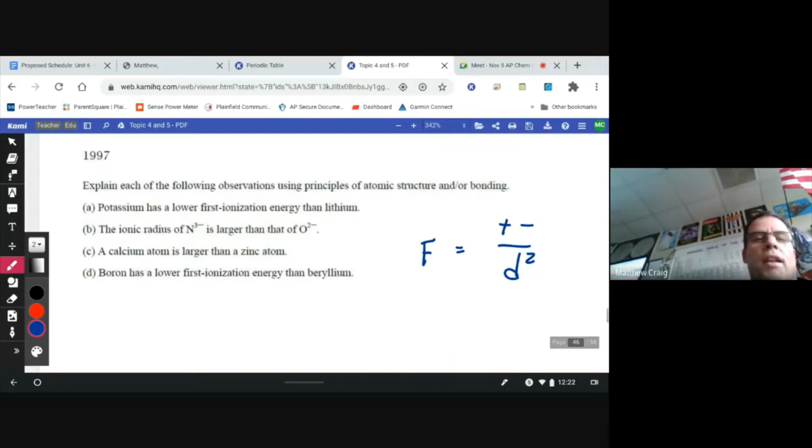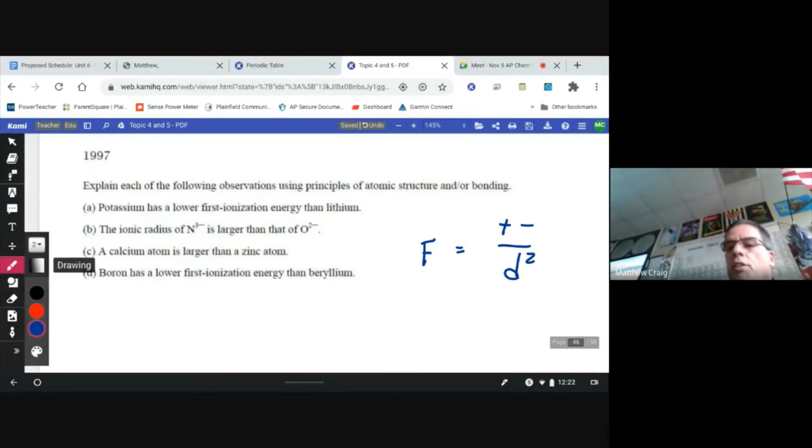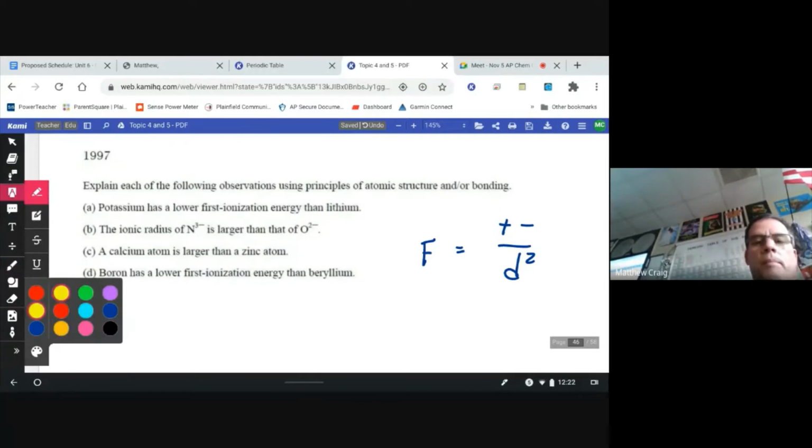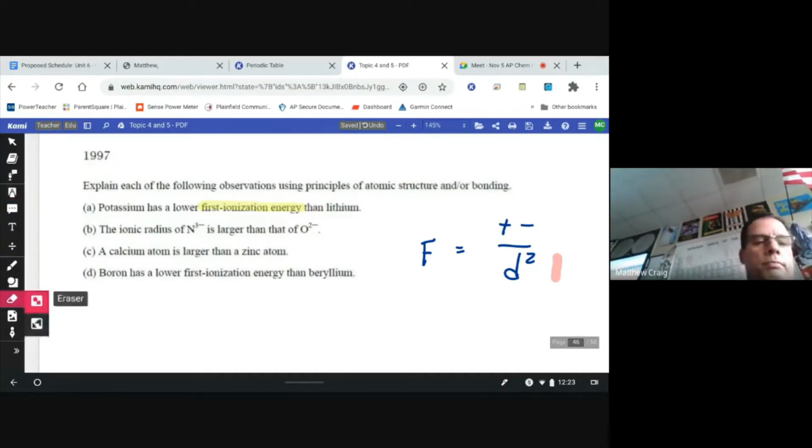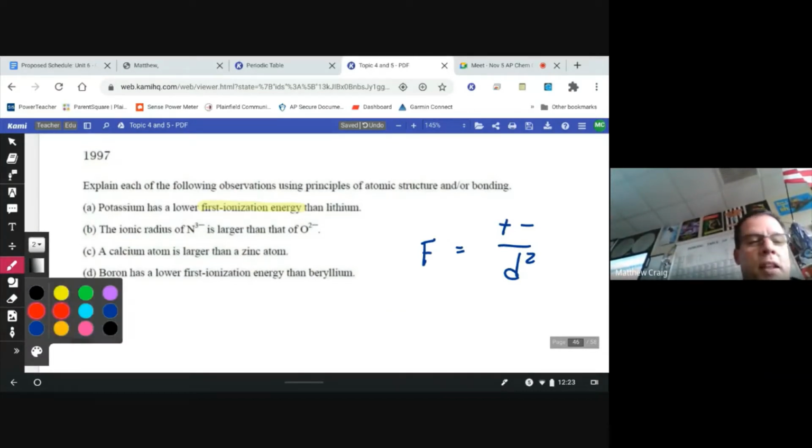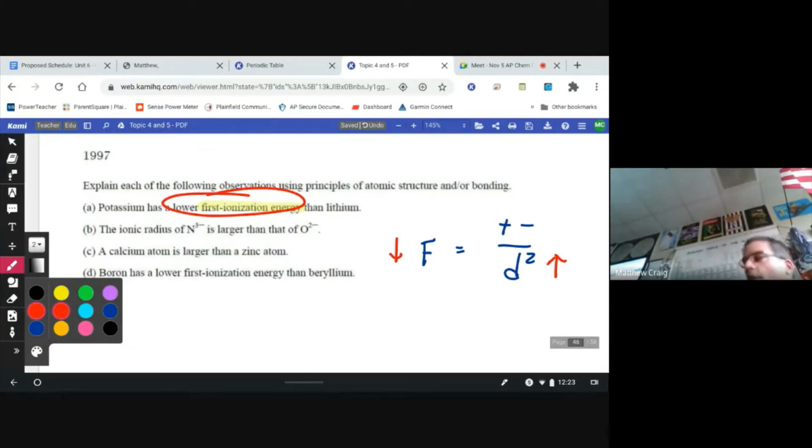Coulombic attractions. So in this case, potassium has... Okay, so the distance is much greater. Let's use a different color here. The distance in which that electron is being pulled off, because again, what does ionization energy deal with? The amount of energy needed to remove an electron. Awesome. So the distance is greater, therefore the force of attraction is lower, which does give us evidence for our lower first ionization energy. And that is all you have to say.